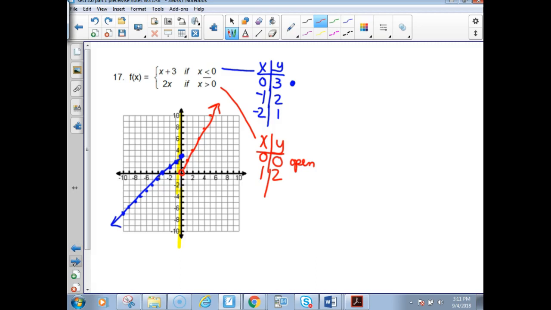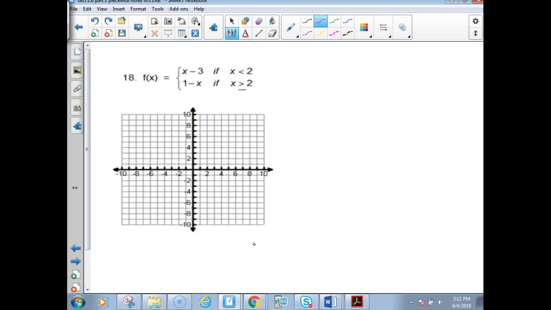All right, last graphing example, and then we're going to write the equation on one. Okay, I'm going to pause and let you give this one a shot.